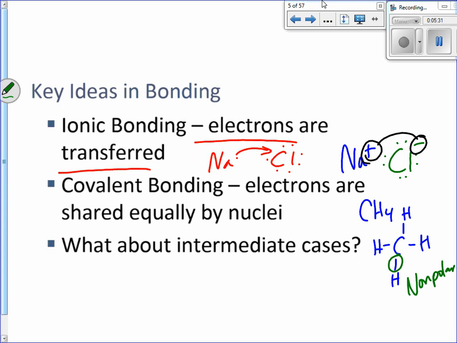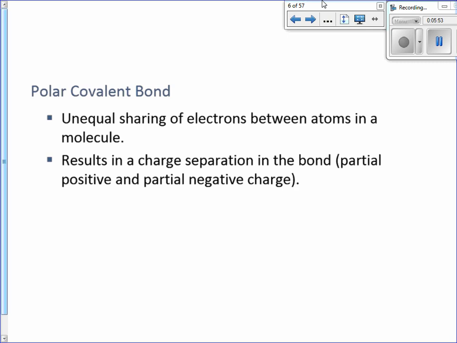So what would we consider the ones that are kind of intermediate? Intermediate in between, not full transfer, not completely equal sharing. So when we have unequal sharing, what's that called? Polar covalent. Polar covalent bonds are that intermediate where we have some unequal sharing between atoms, and it results in partial charges.